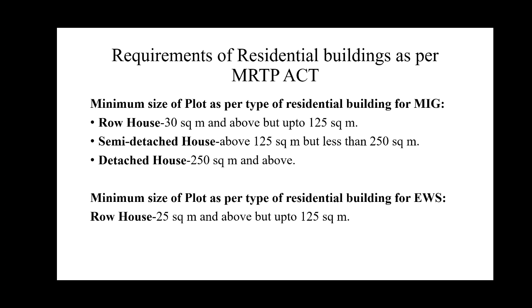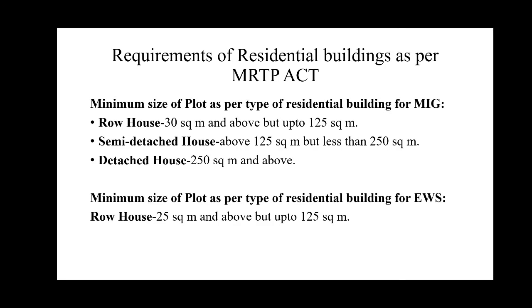Now the requirements of a residential building as per the MRTP Act, that is the Maharashtra Regional and Town Planning Act. The minimum size of plot as per type of residential building for the middle income group is, for a row house, a minimum plot area of 30 meters square and above, but up to 125 meters square. For a semi-detached house, it is above 125 meters square but less than 250 meters square. Detached house, 250 meters square and above.